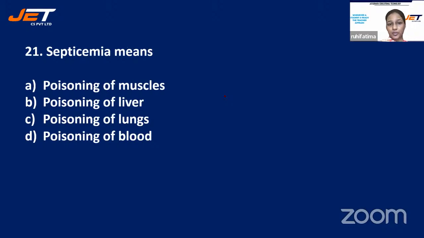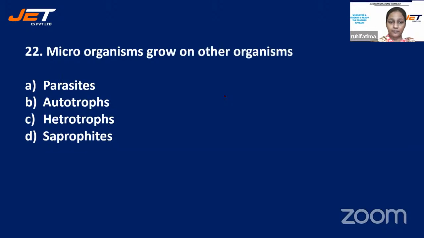Septicemia means dash. Poisoning of muscles, poisoning of liver, poisoning of lungs, or poisoning of blood. The correct answer of this question is poisoning of blood. Septicemia means poisoning of blood.